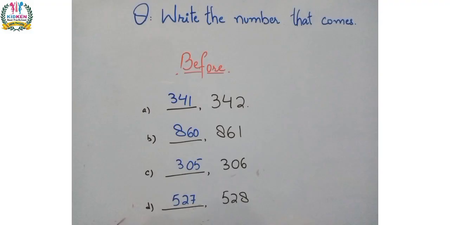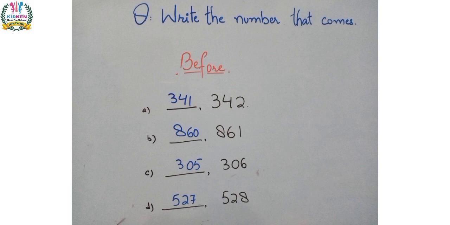So let's start our question, and the question is: write the number that comes. We can divide it into three categories: before, after, and between. In the before category, we write the before number of the given number. Simply, we subtract one from the given number. So let's discuss the before category.